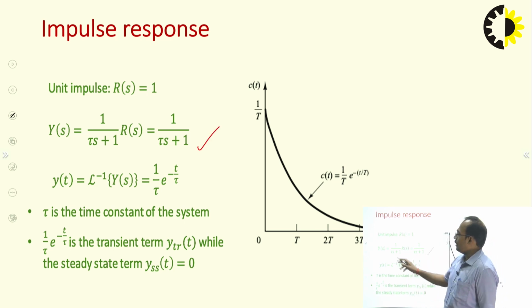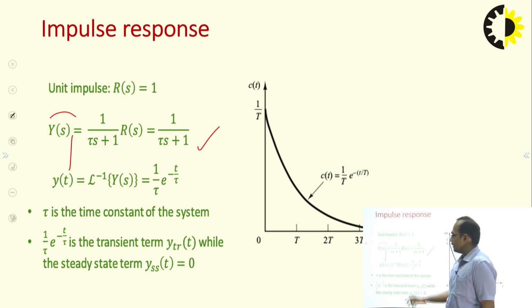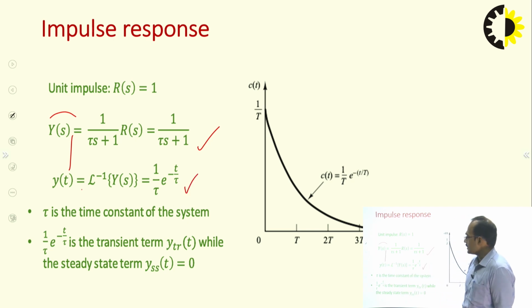How will you find the response? You have to find the inverse Laplace of this Y(s), which will give the value of y(t). By finding the inverse Laplace of this, we will get 1 by tau e to the power minus t by tau. So the response will be like this. You can see it.